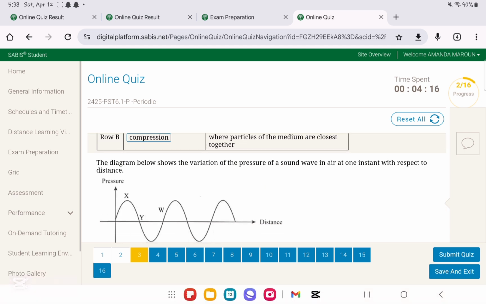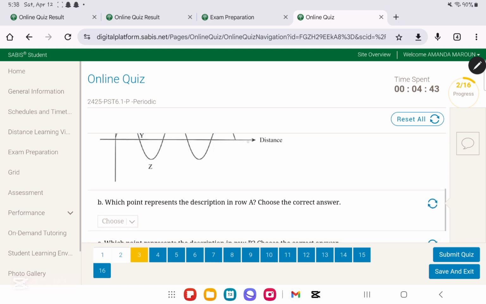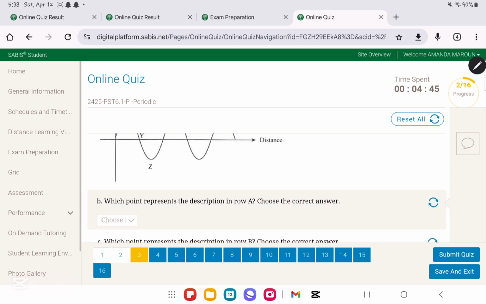Now, the diagram below shows the variation of the pressure of a sound wave in air at one instant with respect to the distance. So what you need to know is that the one with the least amount of pressure, this is where rarefaction occurs. And then the one with the most amount of pressure, which is over here, this is where the compression will occur.